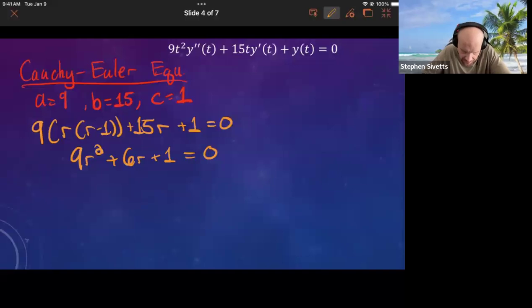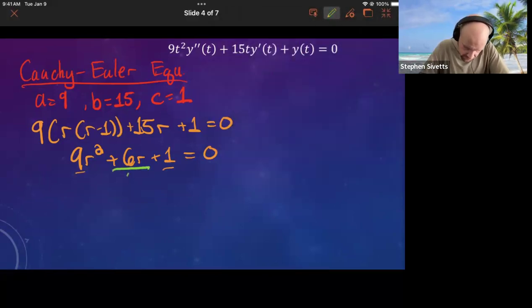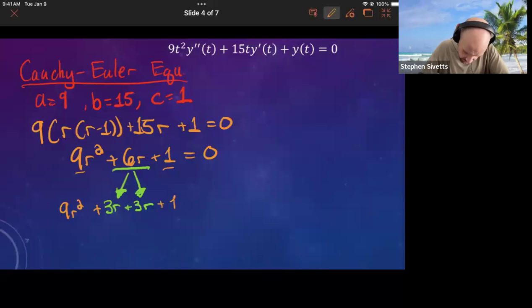This here is factorable, right? So ask yourself, what are two numbers so that their sum is 6 and their product is 9 times 1, which is 9. So it's 3. So what I'm going to do is replace this middle term with a sum of the factors of 9 that add to 6. So in this case, it's 3R plus 3R. And then I have a plus 9R squared here, and then a plus 1 here, right?